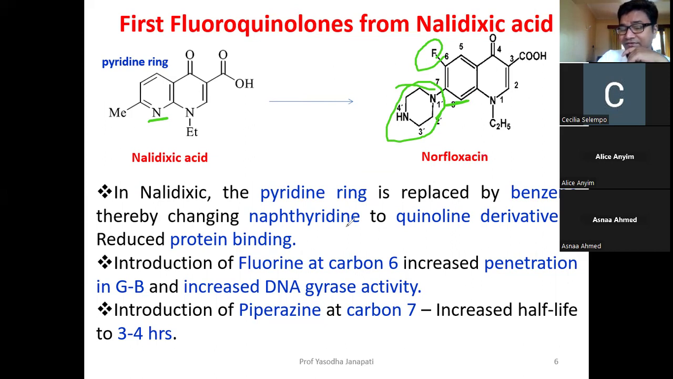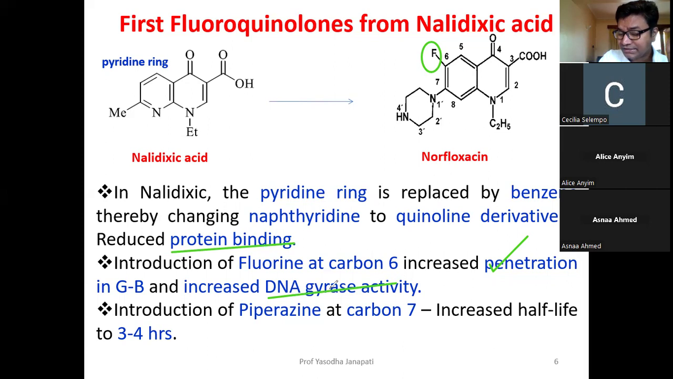So norfloxacin, what it does, you see, in nalidixic acid, the pyridine ring is replaced by benzene by changing the naphthyridine to a quinolone derivative. So because of this, what happened? There is a reduction in protein binding. There was some problem with protein binding, now there is a reduction in protein binding. And what's the advantage of the fluorine atom? Fluorine atom increased penetration into the microorganism, even in gram-negative bacteria. And all these drugs block DNA gyrase activity.